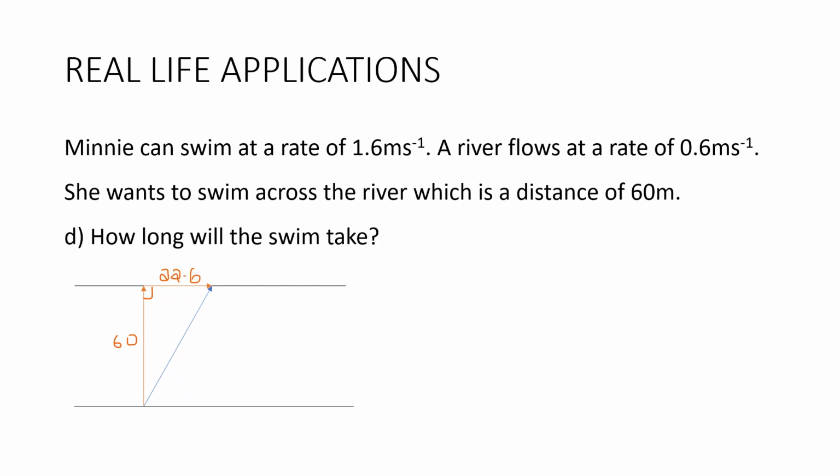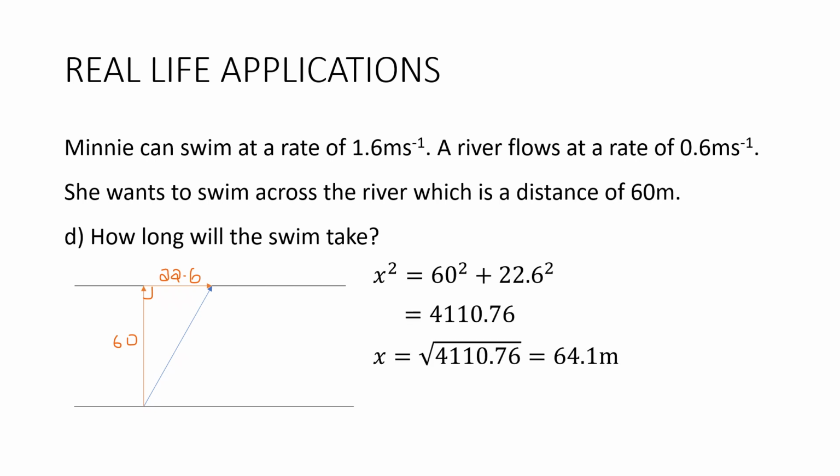Now let's calculate how long the swim will take. So we're going to use Pythagoras' theorem. These are both distances, so that's going to work out the distance that she actually swims, which is 64.1 meters. Now, we also know the speeds, because we just calculated this. So she's swimming at a rate of 1.71 meters per second because of the current. So we can just use time is equal to distance divided by speed, and it's going to take her 37.5 seconds.